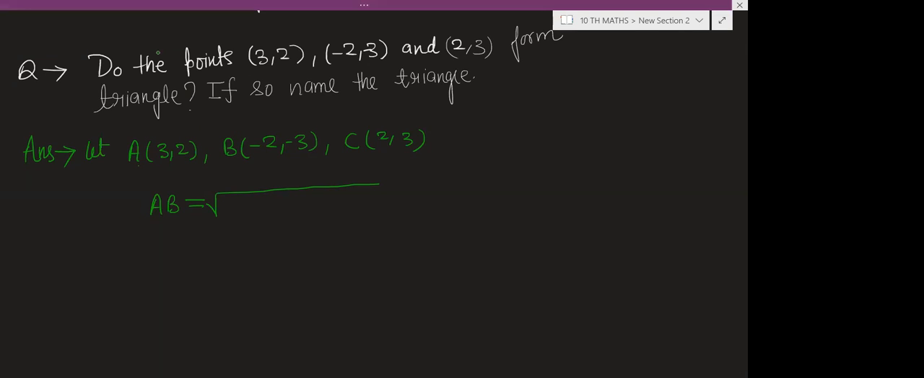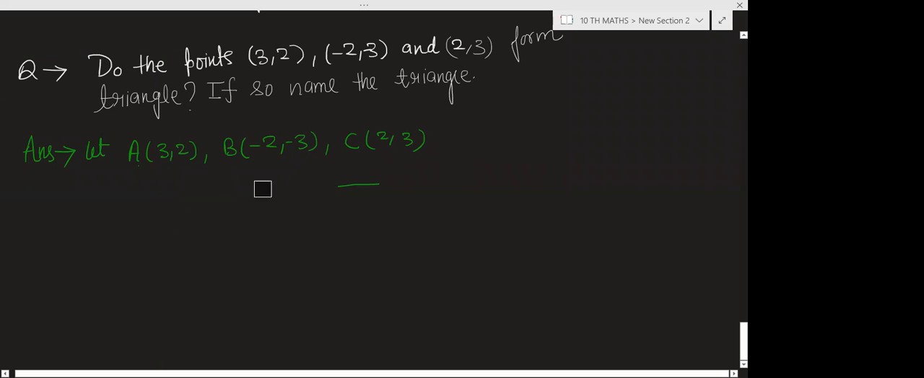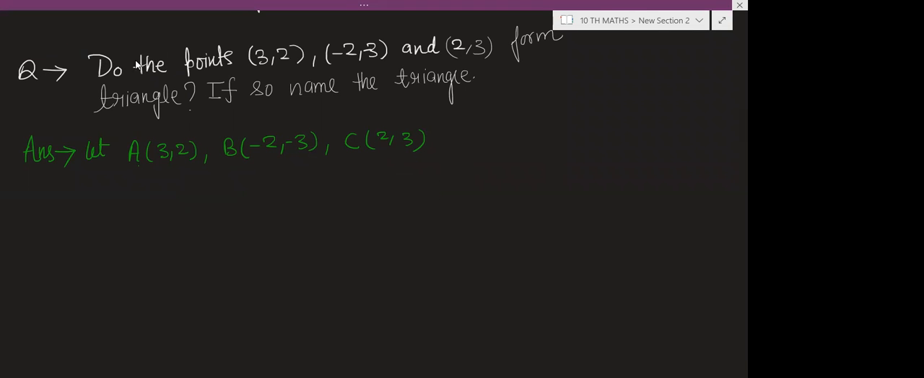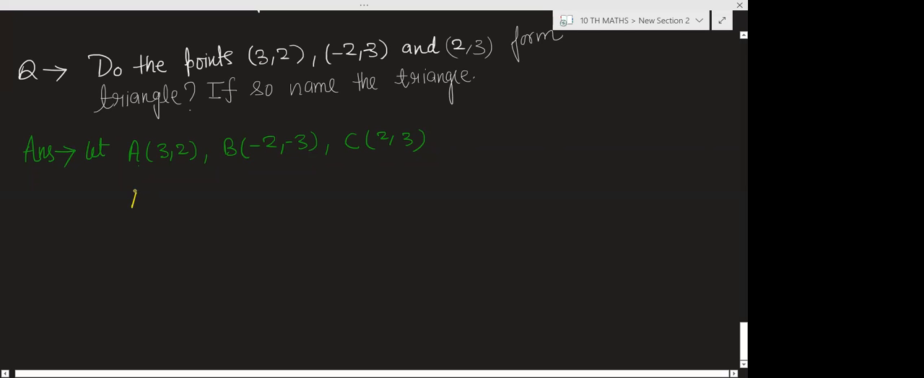You can do it or not? Give me a minute. I don't want to write it directly, sir, so that I will be able to find the values. Okay, that is very nice. So you can find this now.